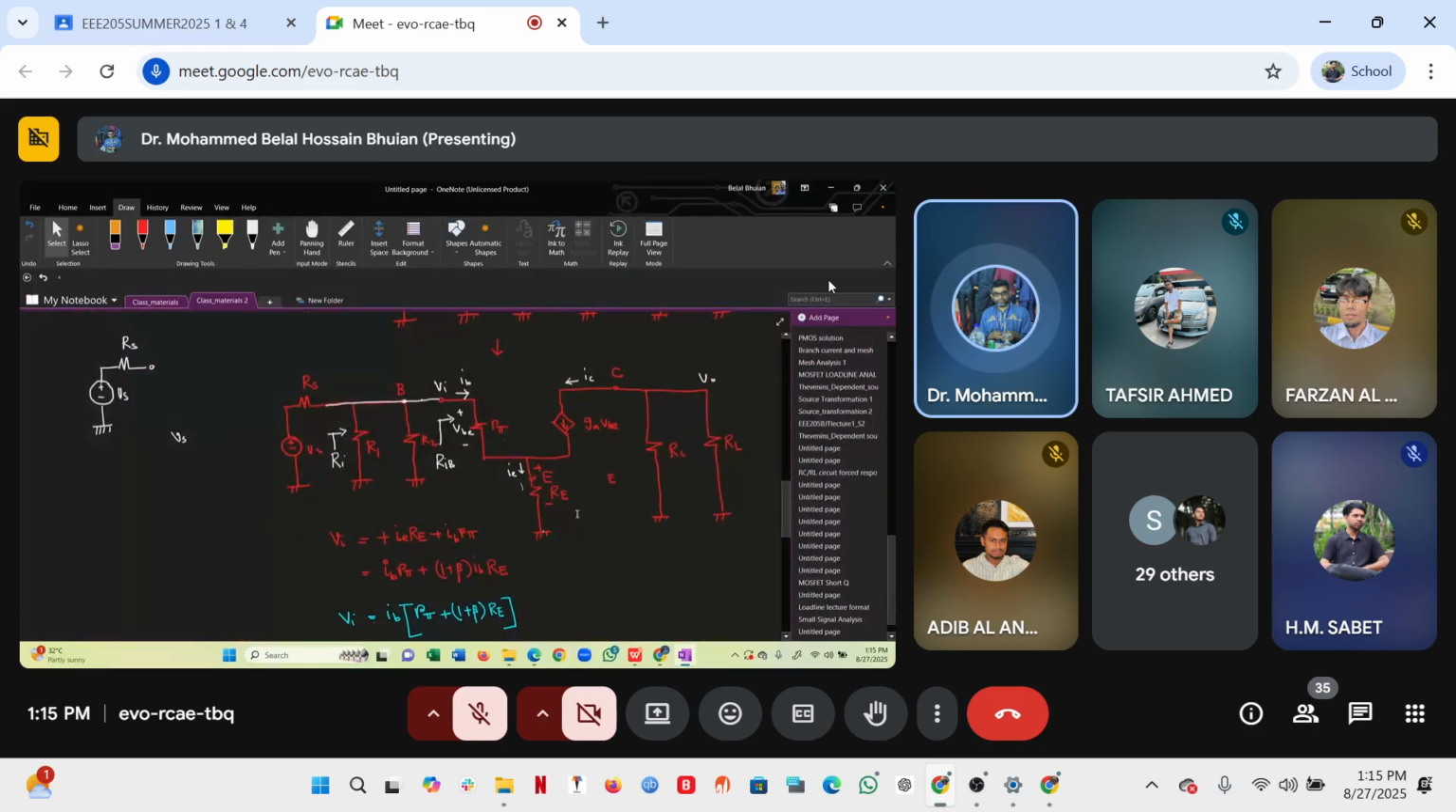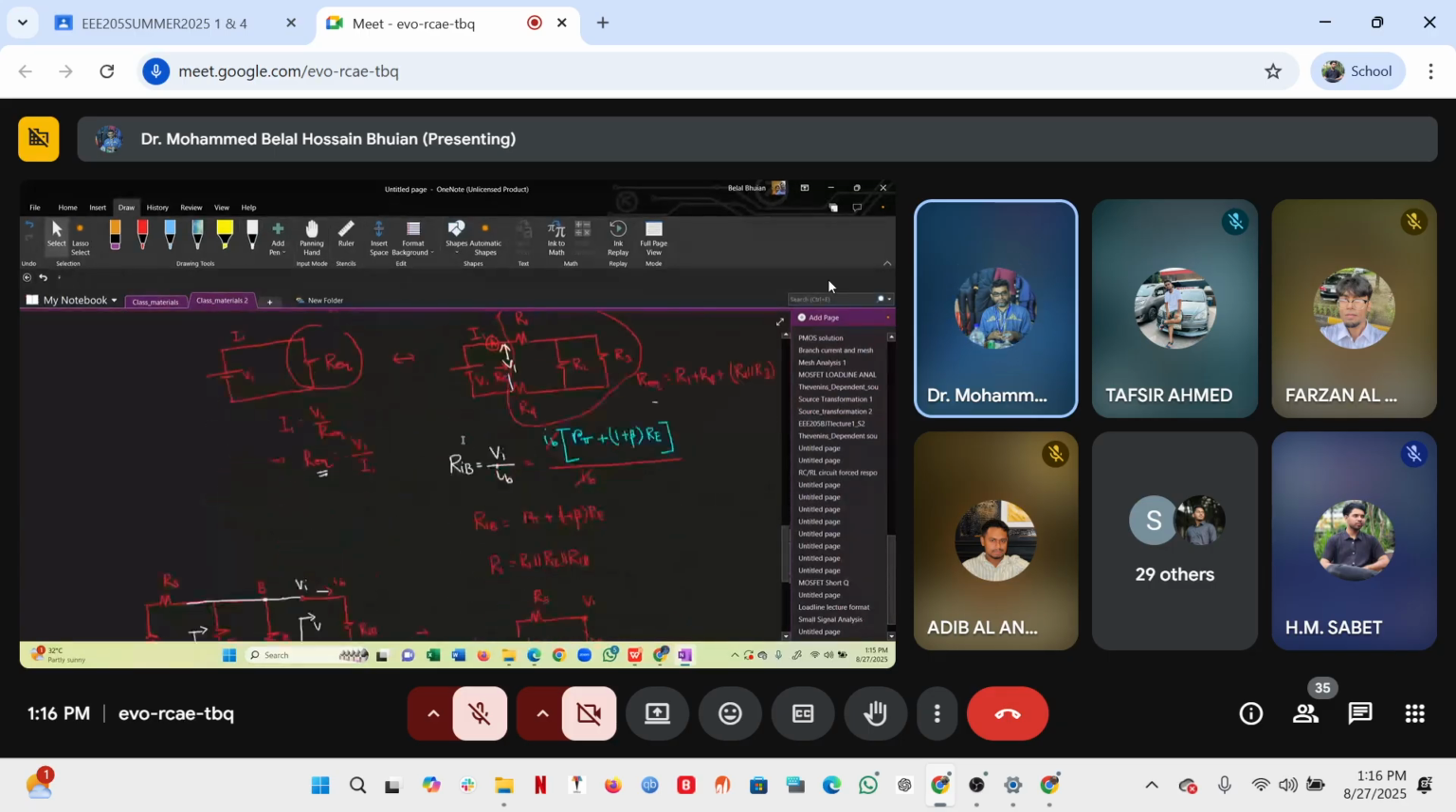So we have determined so far RIB, RI, and VI. We're going to determine V naught. So in order to determine V naught, let's say the current that is flowing here is I naught, and that is our V naught. Then I can write V naught as what? V naught can be written as RC parallel RL, and then the current flowing is I naught.